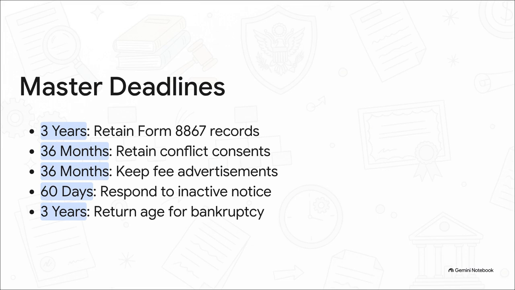Okay, I'd highly suggest taking a screenshot right now. This is your master deadlines guide, and you've got to commit these time limits to memory. Look at the patterns here. Due diligence records, keep them for 3 years. Written consents for conflicting interests and copies of fee advertisements, 36 months.